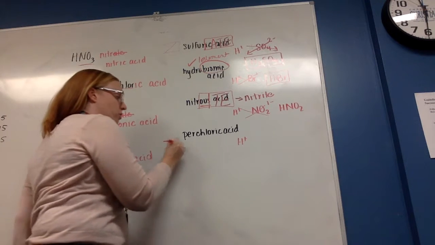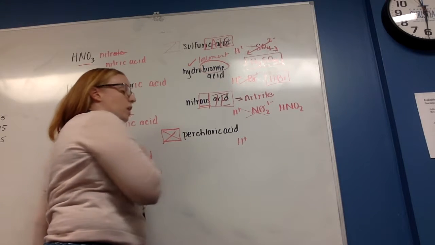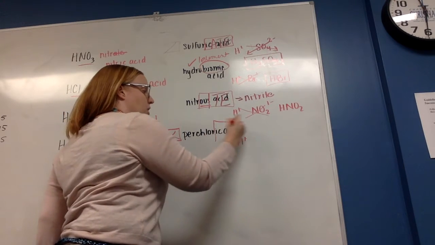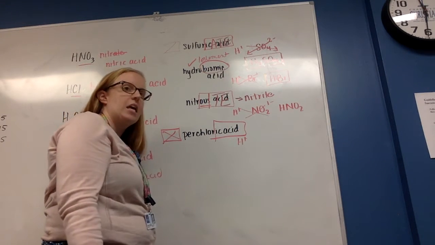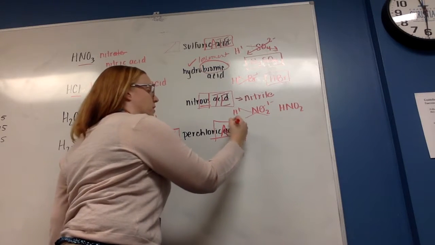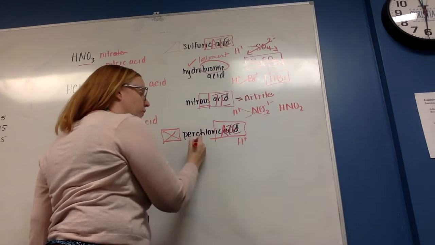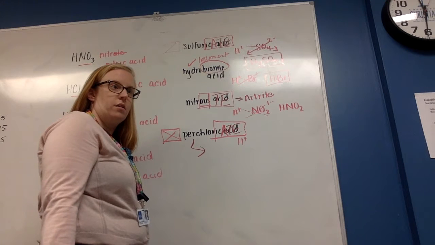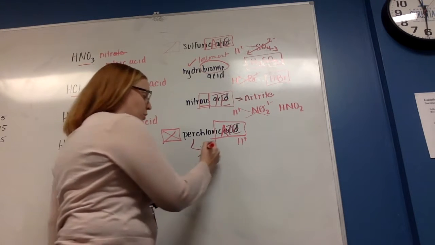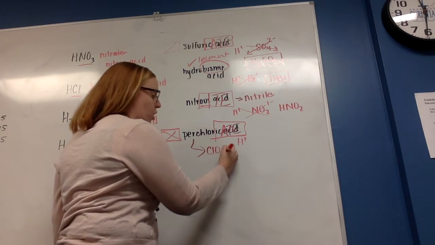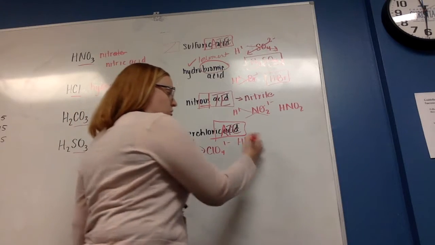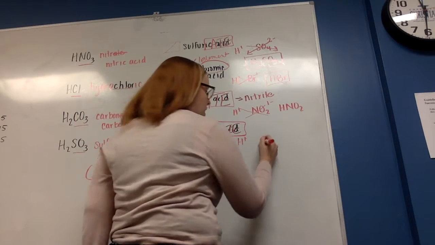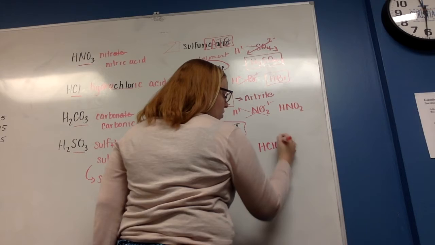Perchloric acid. Is that a hydro? No. So now we're looking for a polyatomic ion. What does the polyatomic ion end in? Ate. So you're looking for perchlorate. Perchlorate is ClO4 1 minus. Crisscross the charges. HClO4.